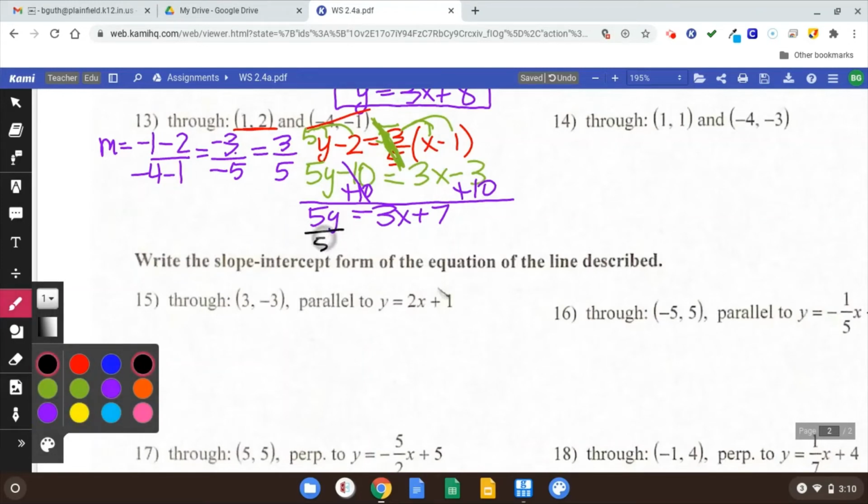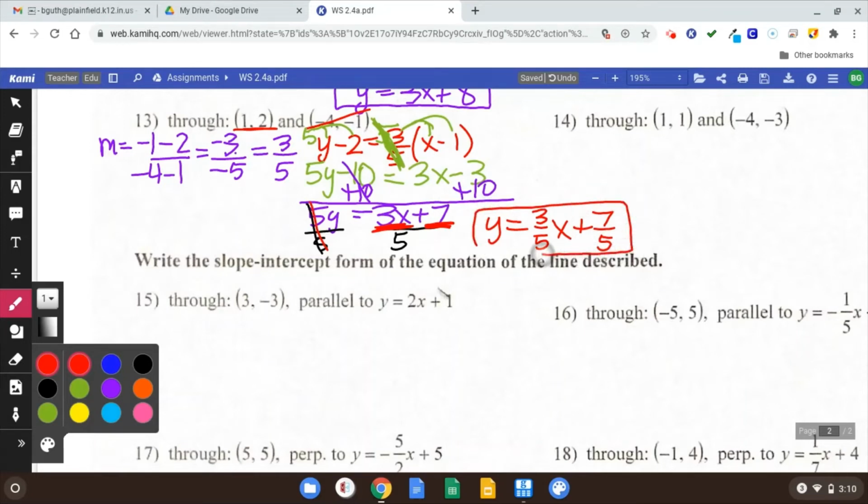We want to divide by 5 to get y by itself. And so if you do that, 5 cancels, you get y by itself. And then keep in mind, you've got to divide both pieces by 5. So when you divide this one by 5, you're going to have a fraction, 3/5 x. And when you divide over here by 5, you're going to have another fraction, 7/5. So we have a fraction in our answer, but what was nice was we didn't have to do any math with it. That was it.